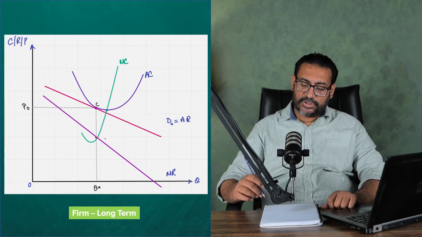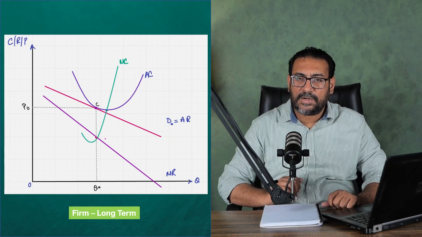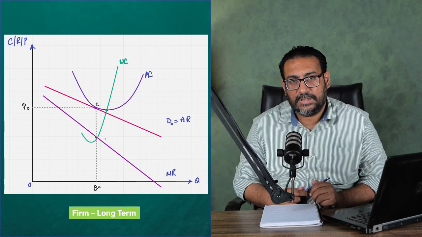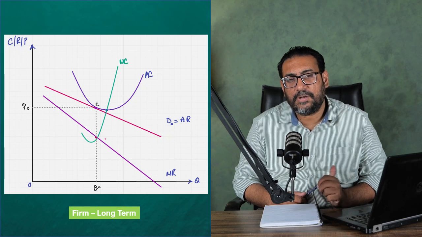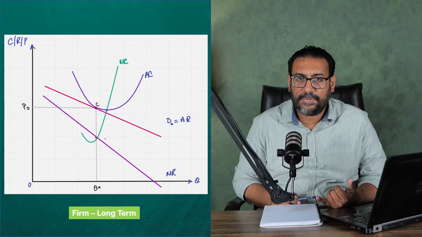Why is that? It shows that you're not productive efficient in the long run. Why? Because of falling demand, you have excess capacity. And when you have excess capacity, you can never be productive efficient. So, what does it show when you compare short run and long run? In short run, you can have supernormal profit. You will neither be allocative efficient, you will neither be productive efficient.